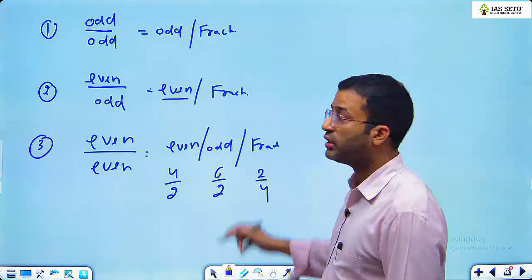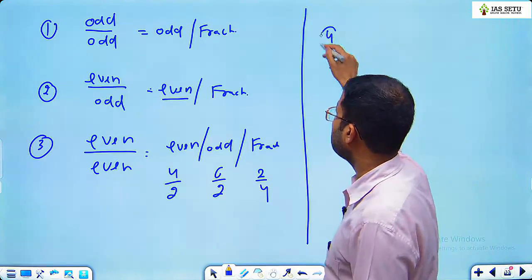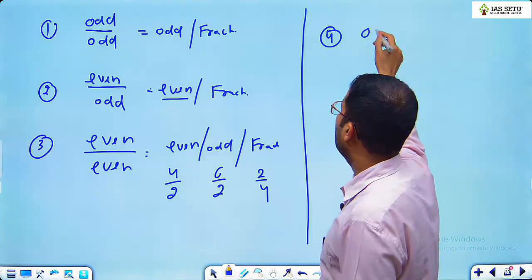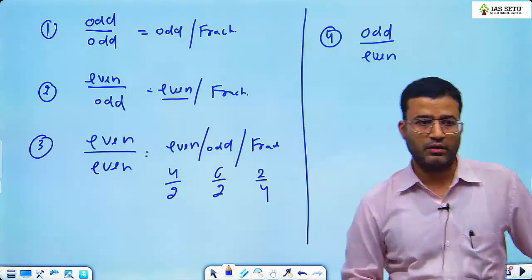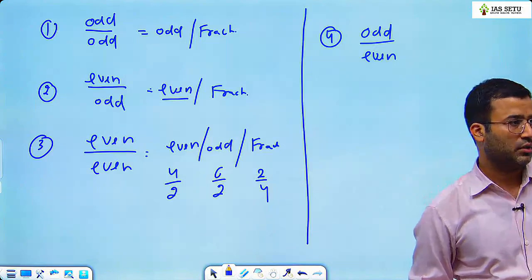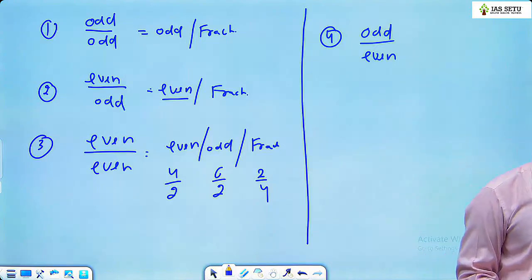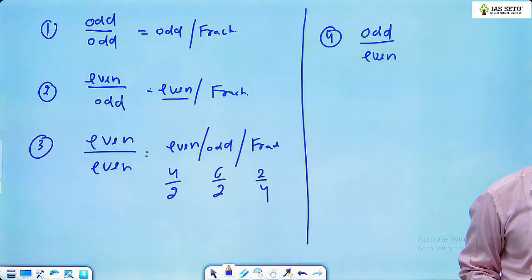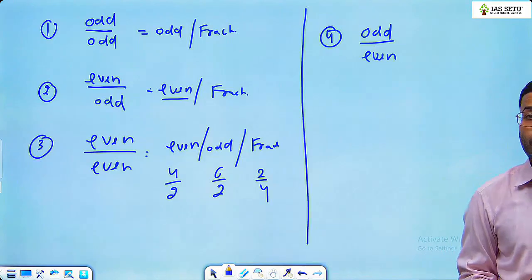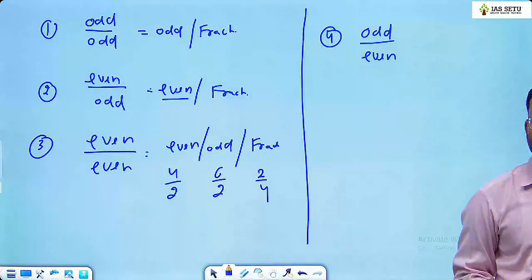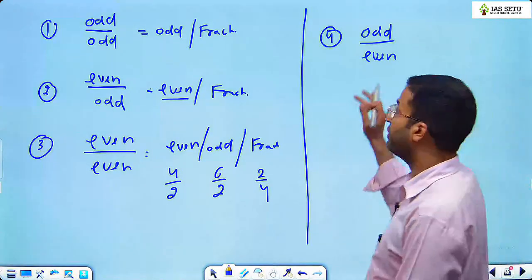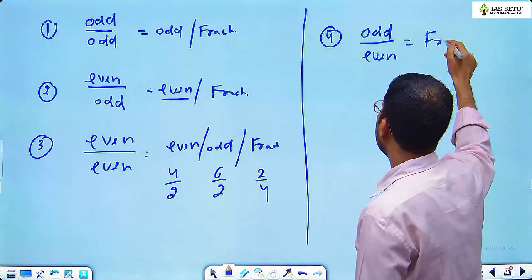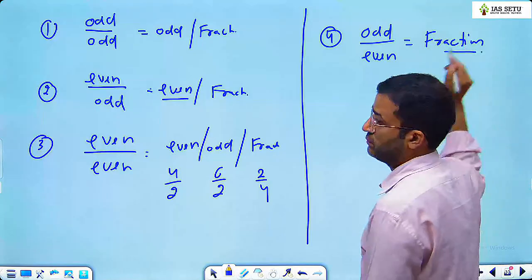Now the last one, fourth: odd number divided by even. And you can say it is necessarily a fraction, or it is always a fraction. इसमें कोई और possibility नहीं बनेगी. You can try at home. Odd number divided by even, it is always a fraction.